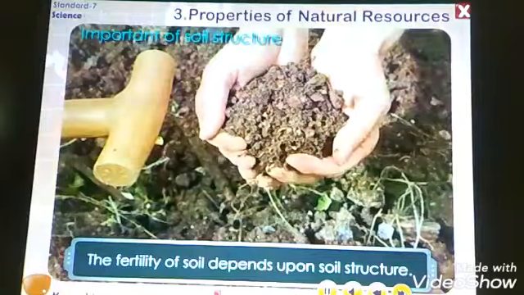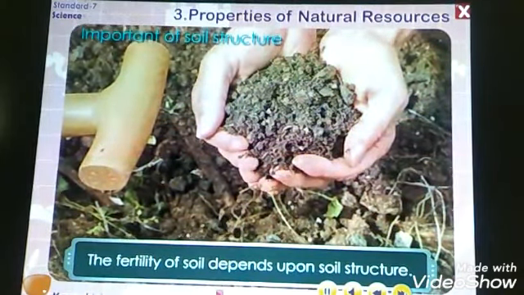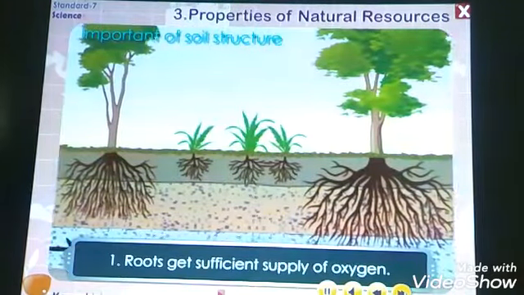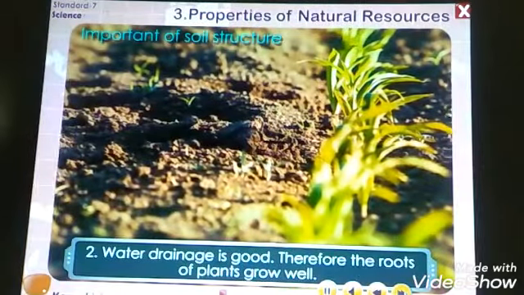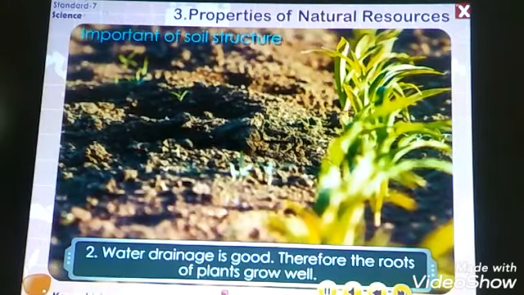Importance of soil structure. The fertility of soil depends upon soil structure. The advantages of good soil structure are: roots get a sufficient supply of oxygen. Water drainage is good, therefore the roots of plants grow well.